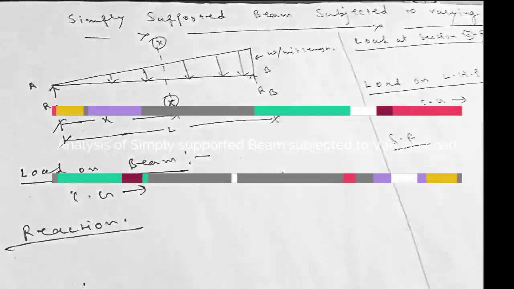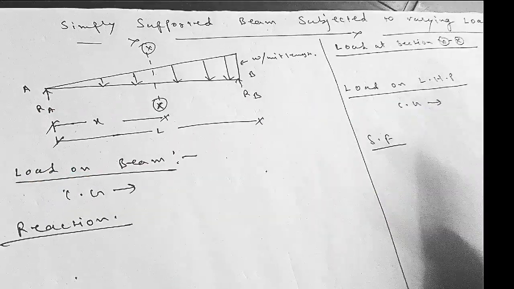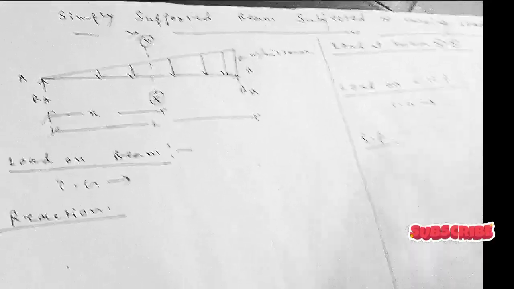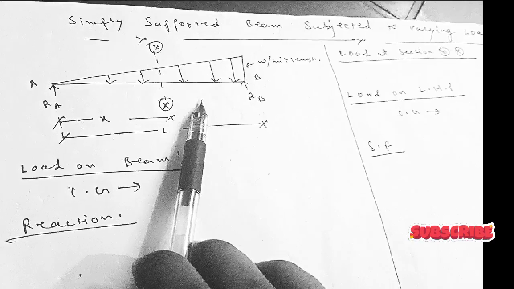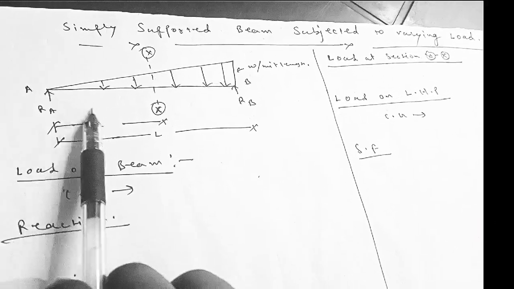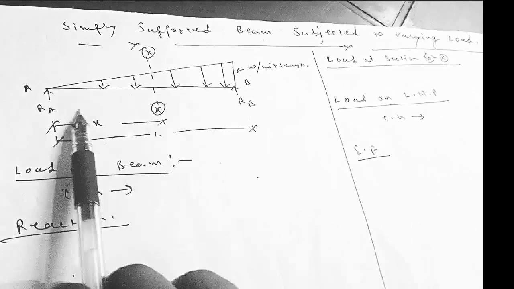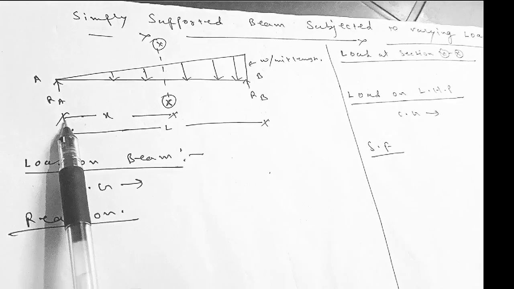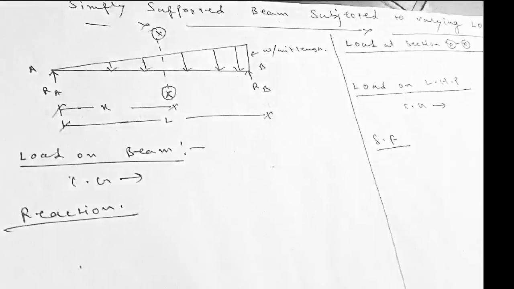Let's start today a very interesting and easy topic, if you understand it well. It is a simply supported beam subjected to varying load. You can see it is a beam. The load is varying from 0 to W per unit length from end A to end B. The reaction at end A is R suffix A and at end B is R suffix B.